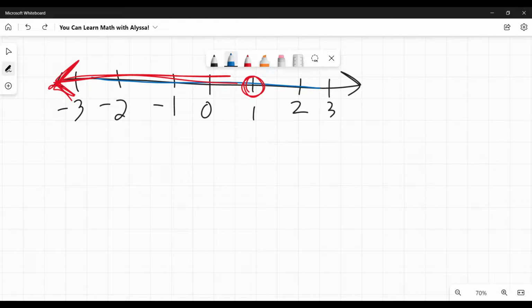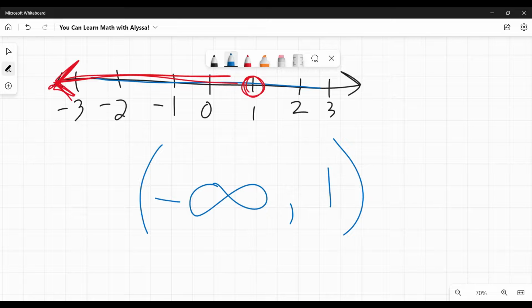So here's how you would set this up. You would say, okay, my boundaries are negative infinity and 1. Anytime it is an infinity or negative infinity, you use a parentheses, not a bracket. When the first time I learned that, I was like, but it's including it. It's all of it. Why isn't it a bracket? It just is. It's a parentheses. And on this end, we have an open circle on 1. It would be x is less than 1, not less than or equal to. So it's a parentheses on this side as well.